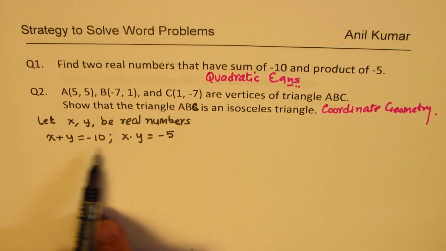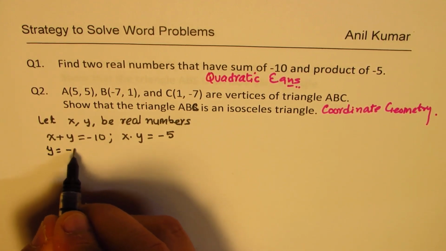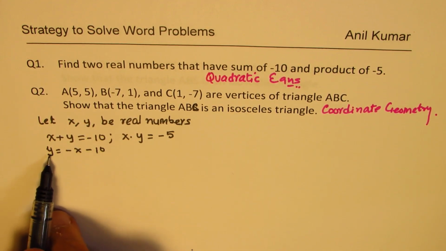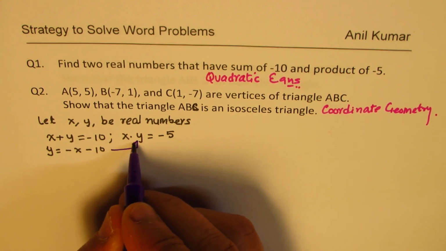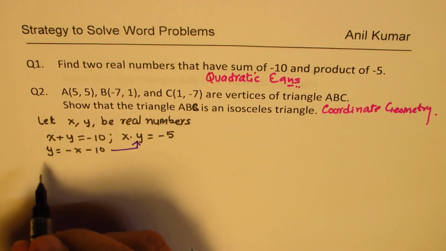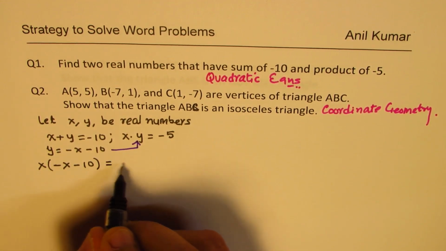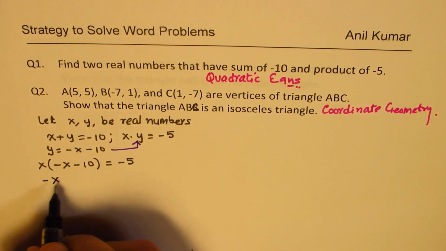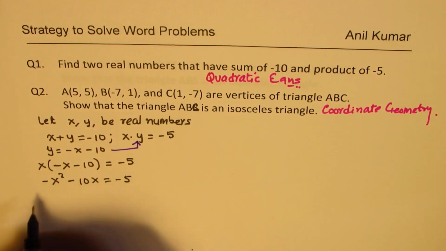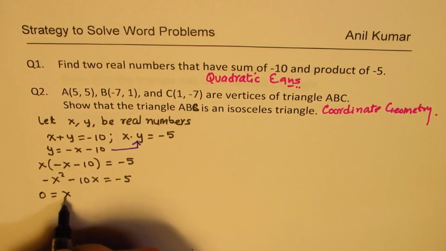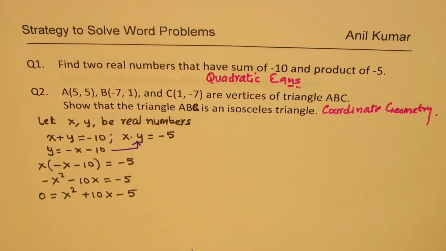Now these equations relate x and y. We could isolate one of them. So let's say y equals minus x minus 10. We are going to substitute this value of y in this equation. So what do we get? We get x times (minus x minus 10) equals minus 5, so minus x squared minus 10x equals minus 5. Take it to the right. So we get 0 equals x squared plus 10x minus 5. We get our equation. Perfect.